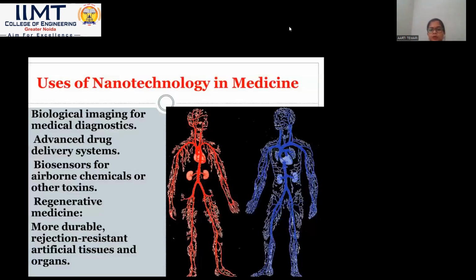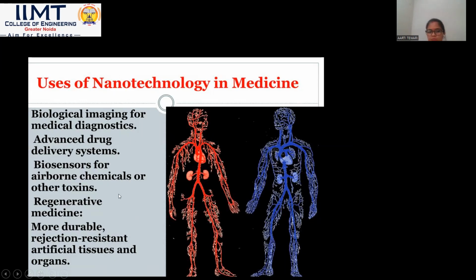First is the use of nanotechnology in medicine. Biomedical uses include making biosensors for detecting chemicals, and using them as regenerative medicine.